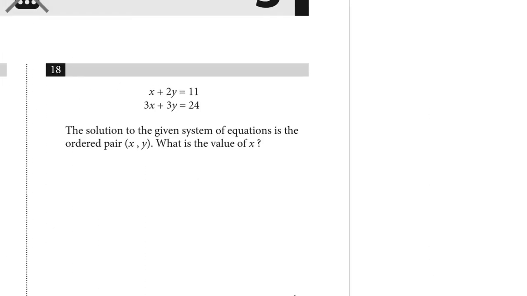Now we're going to number 18. The solution is an ordered pair. What's the value of x? So in other words, what's the x of the solution? If we want to get x without doing as much work, we can just solve for y, or we can eliminate y. So let's multiply this equation by -3 and this one by +2.